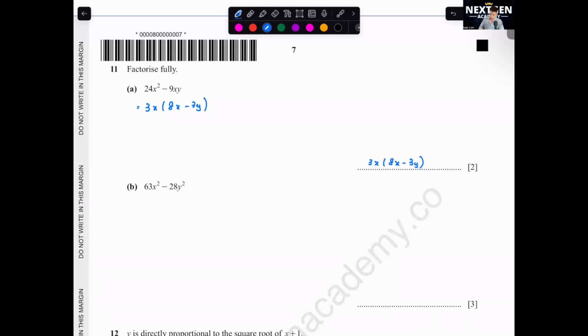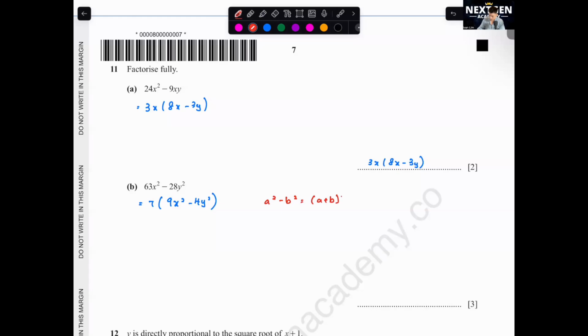The next one, 63x squared minus 28y squared. Normally when you see both terms got square, your mind should go to see whether you can use difference of 2 squares, which is a squared minus b squared equals a plus b times a minus b. But before that, now you got 63 and 28. Cannot do it yet, right? So let's factorize it first. 63 and 28 both can be factorized by 7. So here will be 7 times 9x squared minus 4y squared. So you see both of these are square values. We use this formula.